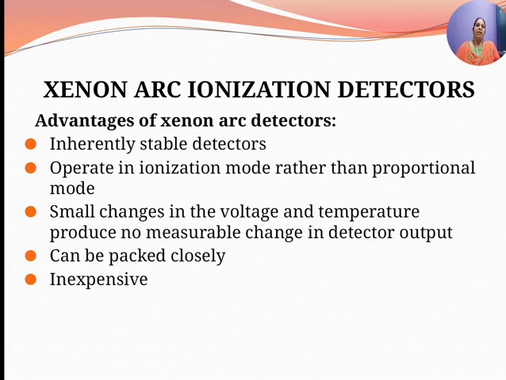So xenon gas ionization detectors have certain advantages. They are inherently stable detectors. They operate in ionization mode rather than proportional mode, and small changes in voltage and temperature produce no measurable change in the detector's output. They can be packed closely, and they are inexpensive. So these are the advantages of xenon detectors.